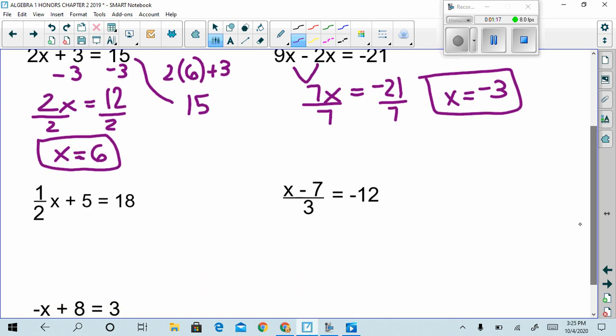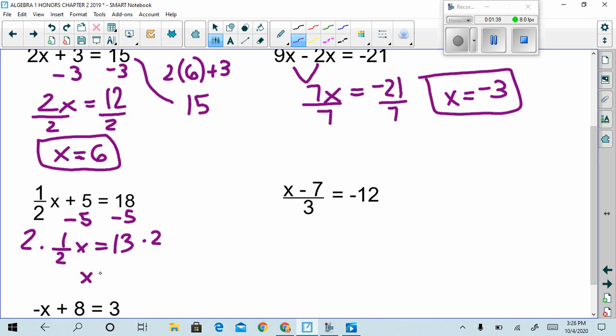Our next problem starts off with subtracting 5 on both sides. I'm left with a fraction coefficient, 1/2 x is equal to 13. We know if there's a fraction, we can multiply by its reciprocal on both sides, again keeping the equality. It cancels on the left, and I have x is equal to 26. If you're not sure if your answer is correct or you have time, you check it. 1/2 of 26 is 13. 13 plus 5 is 18.